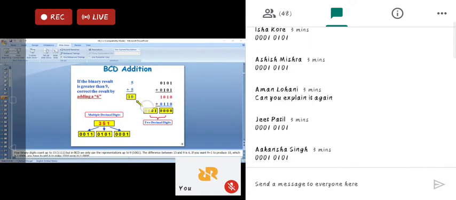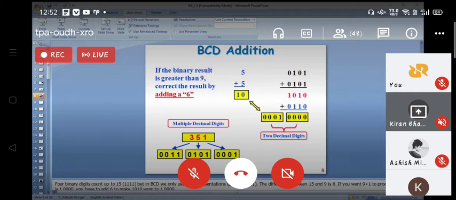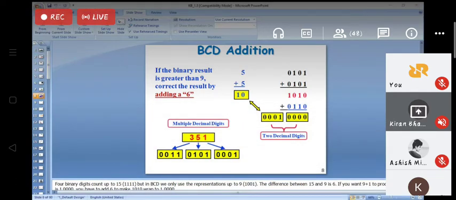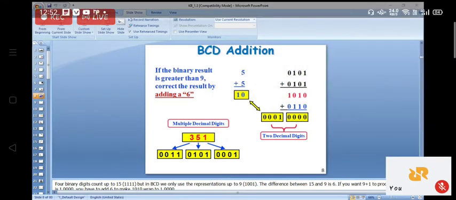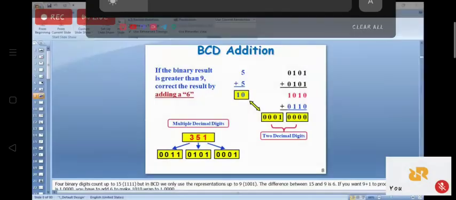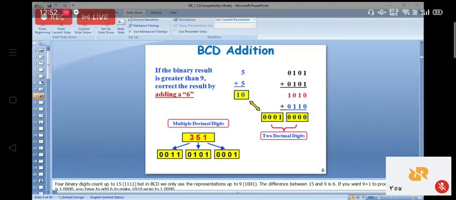So many responses have solved it correctly. 8 plus 7: 8 is represented as 1000 and 7 is represented as 0111. We added it. The answer has come as 1111, but it is not a valid BCD. Like that you have to write. This is not a valid BCD number.